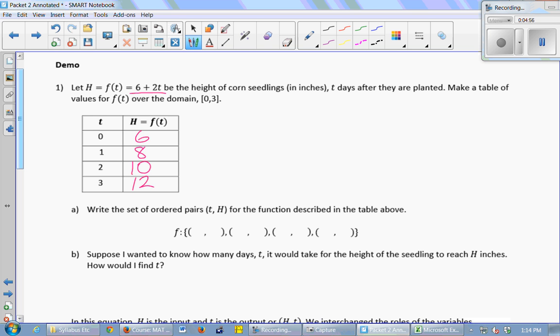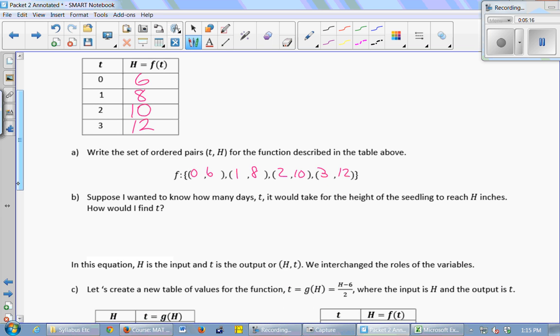Yeah. All right, so I'm going to write this as a list of ordered pairs. Instead of a table, I'm going to write this as (0, 6), (1, 8). These are t's and h's that you would plot as pairs. So I have (0, 6), (1, 8), (2, 10), and (3, 12). All right, so suppose I wanted to know how many days it would take for the height of the seedling to reach h inches. How would I find it?